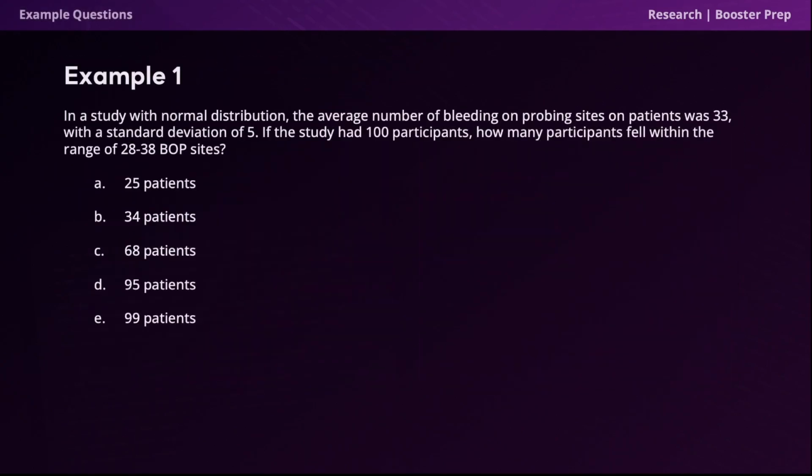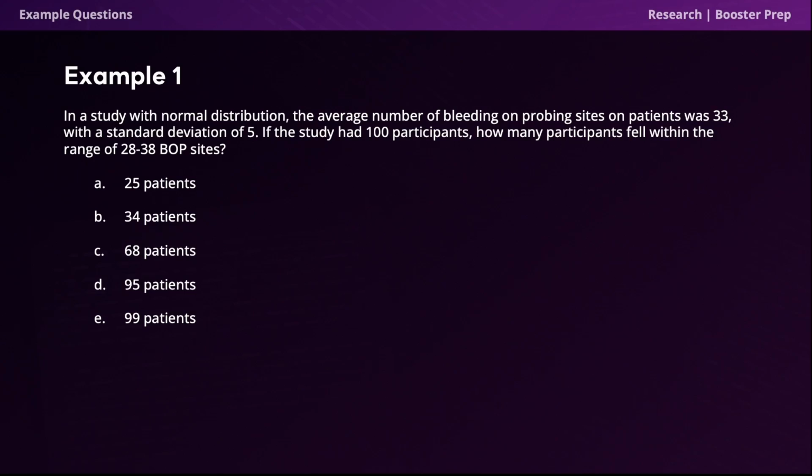As usual, let's take the information that we've learned from today's video and use it to answer some practice questions. This question asks, in a study with normal distribution, the average number of bleeding on probing sites on patients was 33 with a standard deviation of 5. If the study had 100 participants, how many participants fell within the range of 28 to 38 BOP sites? We have option A, 25 patients, B, 34 patients, C, 68 patients, D, 95 patients, and E, 99 patients.